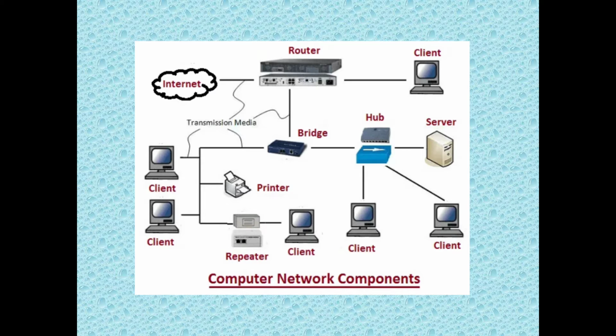Computer network components. The computer network components include a hub, bridge, router, server, client, repeater, and additional external devices such as node, a printer, scanner, etc. These are the components which configure a computer network.